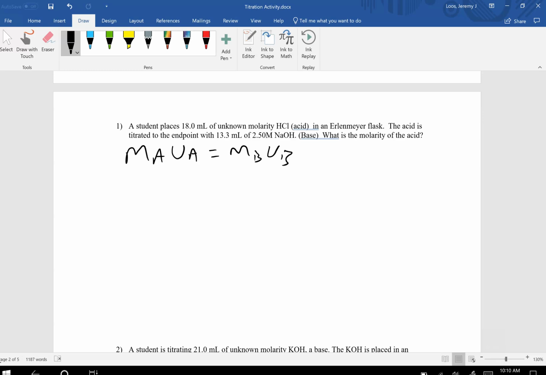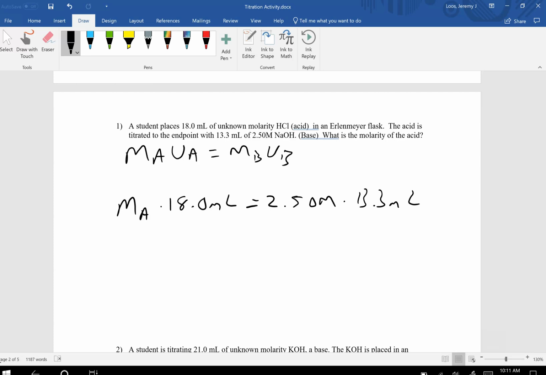Okay, 18 milliliters of unknown molarity HCl. So my molarity of acid is the thing that I don't know. And it tells me that I have 18.0 milliliters of my acid. And the acid is titrated to the endpoint with 13.3 milliliters of 2.5 molar NaOH. Okay, so the molarity of the base is 2.50, and the volume of the base is 13.3.